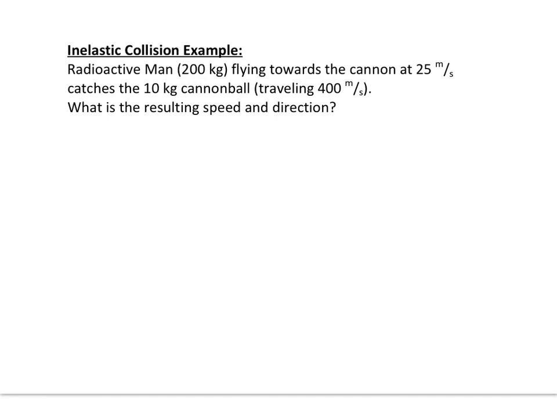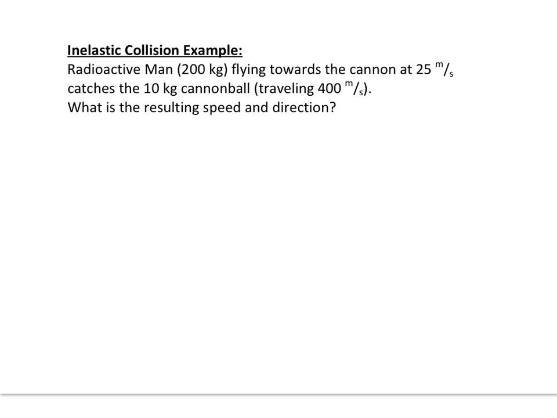So it says here, Radioactive Man, 200 kilograms, flying towards a cannon at 25 meters per second, catches the 10-kilogram cannonball traveling at 400 meters per second. What is the resulting speed and direction? The key word here is that Radioactive Man catches the cannonball. That means that after this midair collision, the two objects are going to move together.